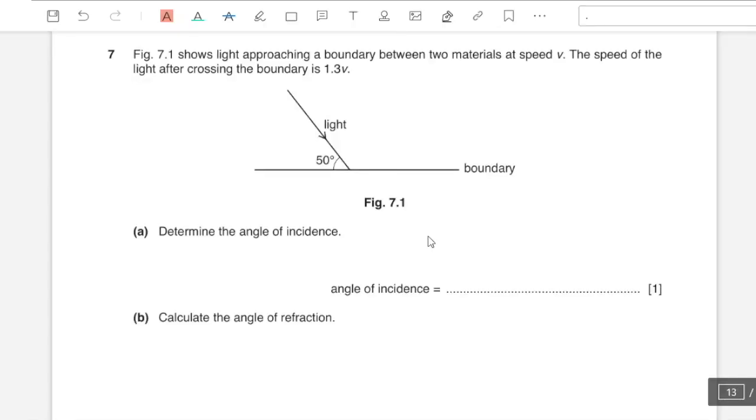Question number 7. Figure 7.1 shows light approaching a boundary between two materials at speed v. The speed of the light after crossing the boundary is 1.3 v. A. Determine the angle of incidence.